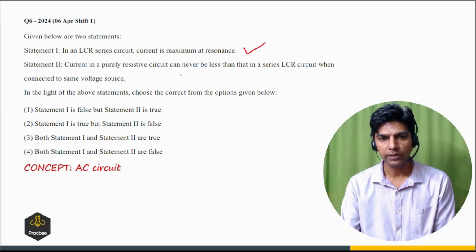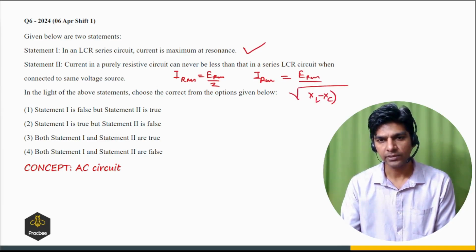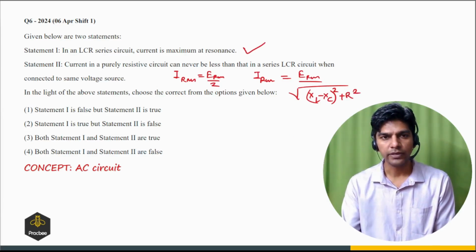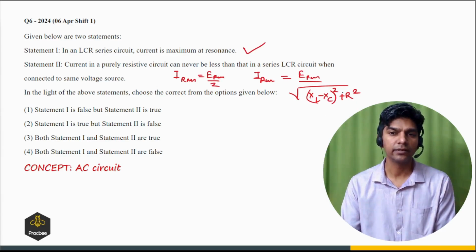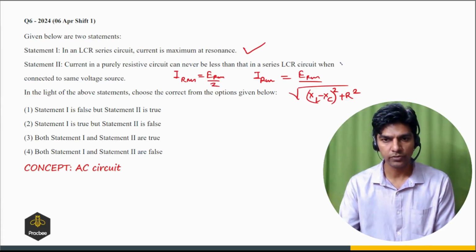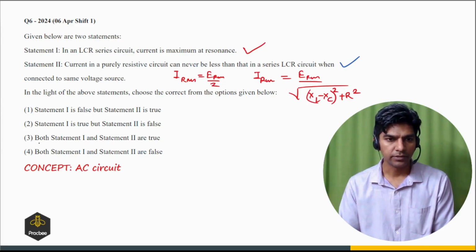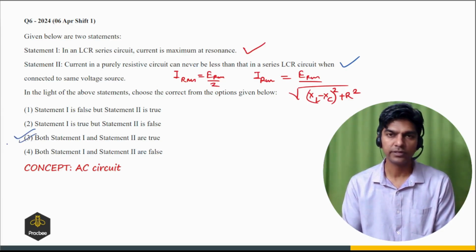In case of a purely resistive circuit, the current IRMS can be written as ERMS by Z, and in an LCR circuit IRMS will be ERMS divided by root of (XL minus XC) square plus R square. Now can you see in case of an LCR circuit, the impedance will always be greater than the resistance. So that's why the current will always be less than the current in the purely resistive circuit. So statement 2 is also correct. In the light of the above statements, we have to check which option is correct. Both statements 1 and 2 are true, so option 3 is the right answer.